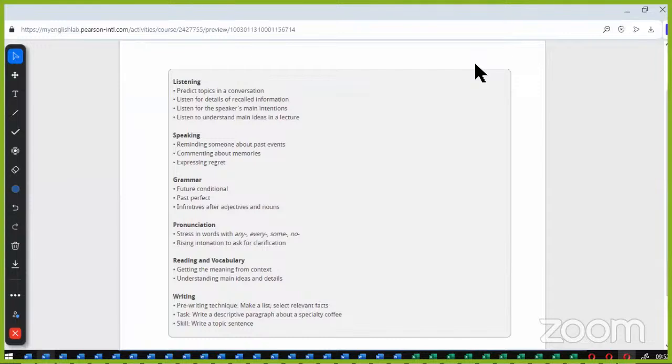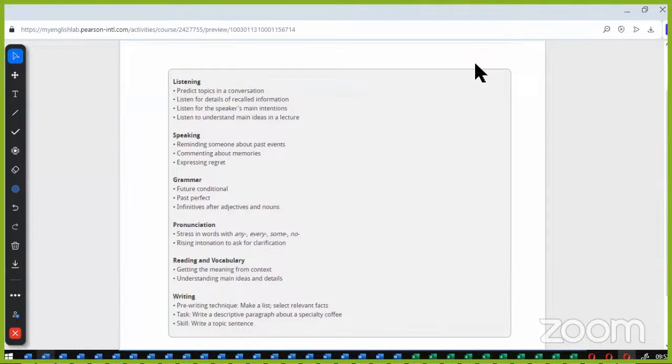Sure. Listening: predict topics in a conversation. Listen for details of recalled information. Listen for the speaker's main intentions. Listen to understand main ideas in a lecture. Speaking: reminding someone about past events, commenting about memories, expressing regret. Grammar: future conditional, past perfect, infinitives after adjectives and nouns. Pronunciation: stress in words with any, every, some, no. Rising intonation to ask for clarification.